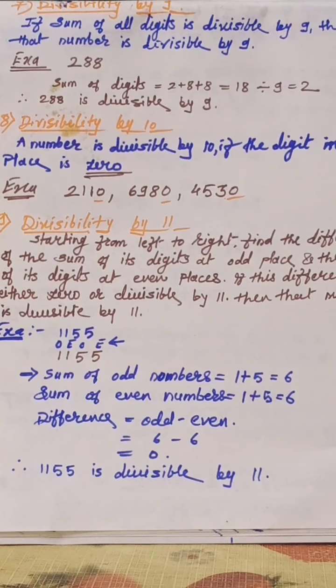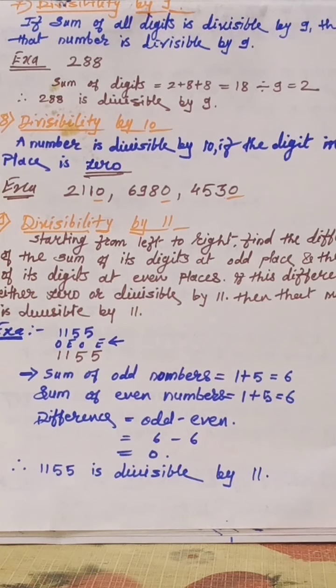Now, the most important and last one, divisibility by 11. Starting from left to right, find the difference of the sum of the digits at odd places and the sum of the digits at even places. If this difference is 0 or divisible by 11, then that number is divisible by 11.